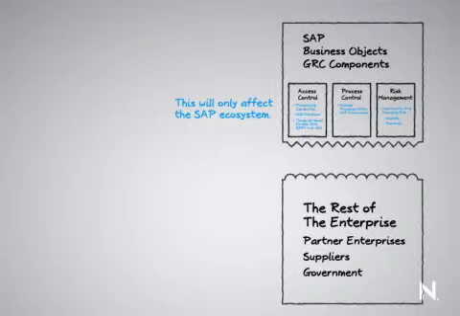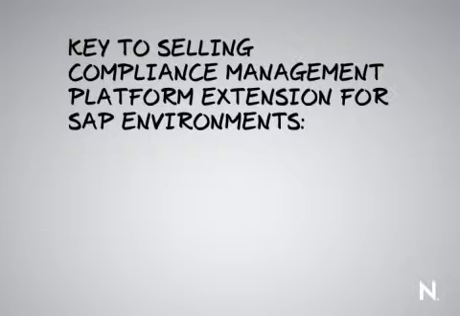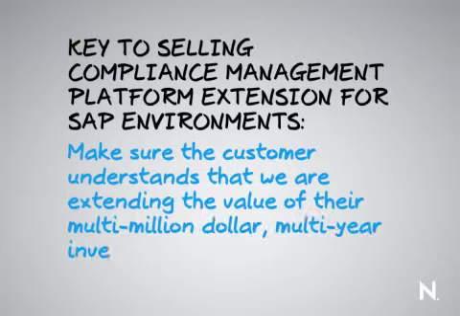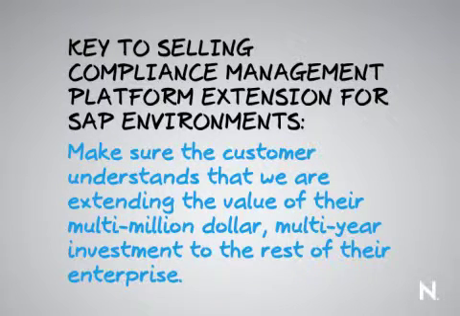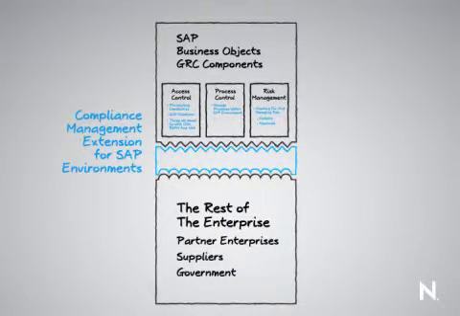But here's the thing that's most important to understand, is that these components here have a lot of value, and so I need to be able to extend that value out. And this is really the key to selling this, is making sure the customer understands that what we're doing is taking this very large investment and extending it out to the rest of the enterprise. And how does that happen? Well, that's exactly what the Compliance Management Platform for SAP environments does.